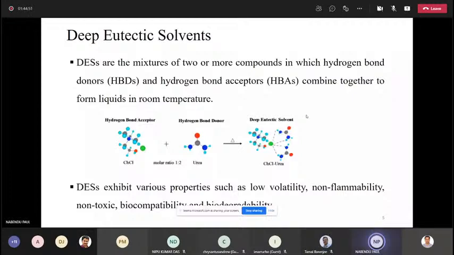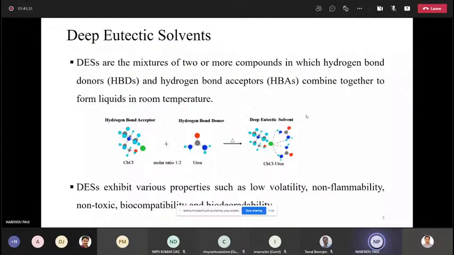Okay. So let us start with the talk today, which is on eutectic solvents. I won't cover broadly what a eutectic solvent is because Professor Isabel has already discussed it quite elaborately, so I'll just give an introduction. Eutectic solvents are mixtures of two or more compounds, in which one is termed the hydrogen bond donor and the others are termed hydrogen bond acceptors, and they combine together to form liquids at room temperature.